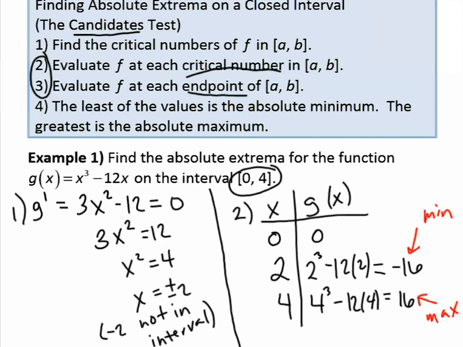We're not done. Yes, we've identified the min and max. However, you need to put your answer in a complete sentence. That is very, very important, and you need to prove using the right vocabulary. So that's something very important with calculus that I'm teaching you now.